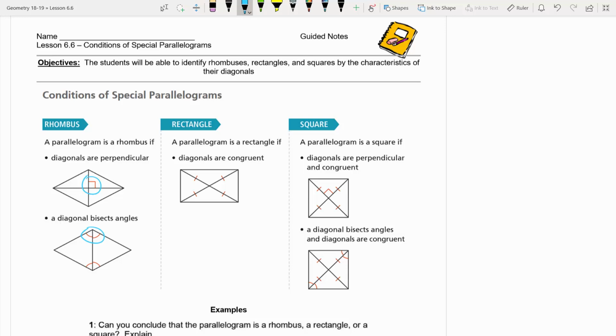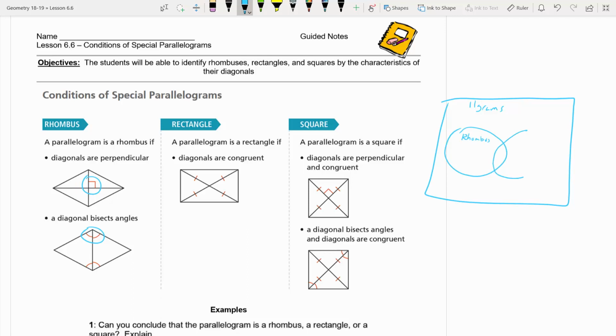And then a square has to have all of it. It's got to have 4 congruent sides, it's got to have 4 right angles where the diagonals intersect, the diagonals have to be congruent, it's got to have everything. So basically, to give you a little diagram, here is all of our parallelograms. Inside of that, you have all the different rhombuses, and you have all the different rectangles. And this little part in the middle is where the squares go. So that's where we can start out.